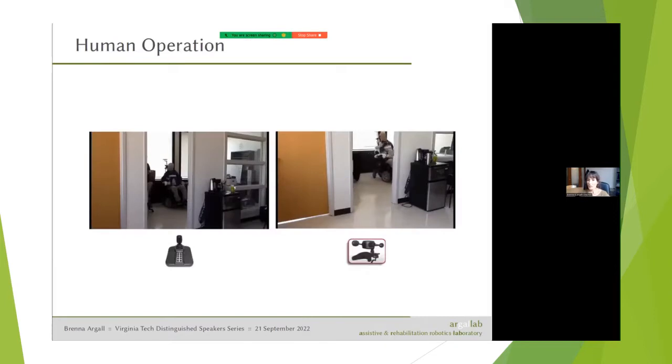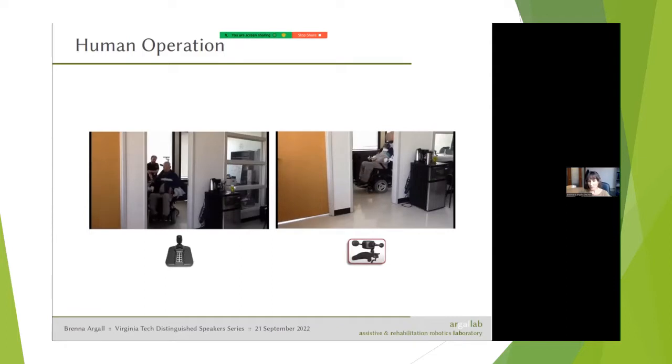So here's an example of what this looks like. This was a video we took in my lab a number of years ago. This is the same participant operating our robotic wheelchair, but there's no robotics autonomy turned on. So this is just him teleoperating the chair. On the left, he's using a joystick, and on the right, he's using a head array.